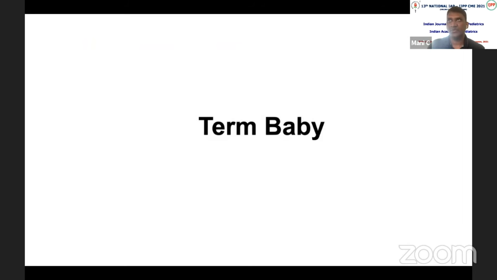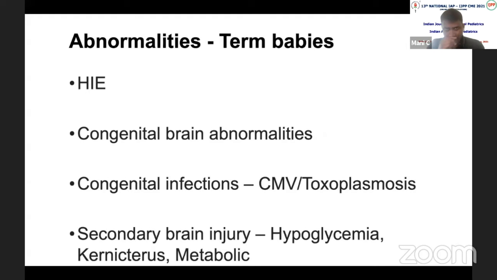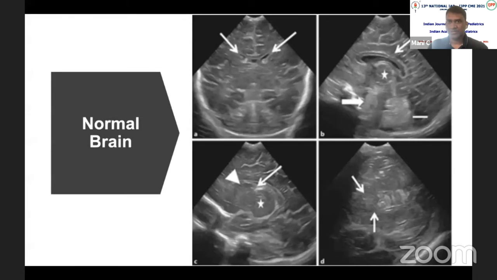And if they are really unwell, it is important to talk to the parents and see whether it is worth continuing intensive care for these babies. And there are some more findings in term babies. In term babies, we do scans in HIE and to rule out any congenital brain abnormalities, and some congenital infections can obviously be seen in the ultrasound. And you can also document some brain injuries from metabolic conditions like hypoglycemia, kernicterus, and other metabolic causes as well. So I'll show you some of them.